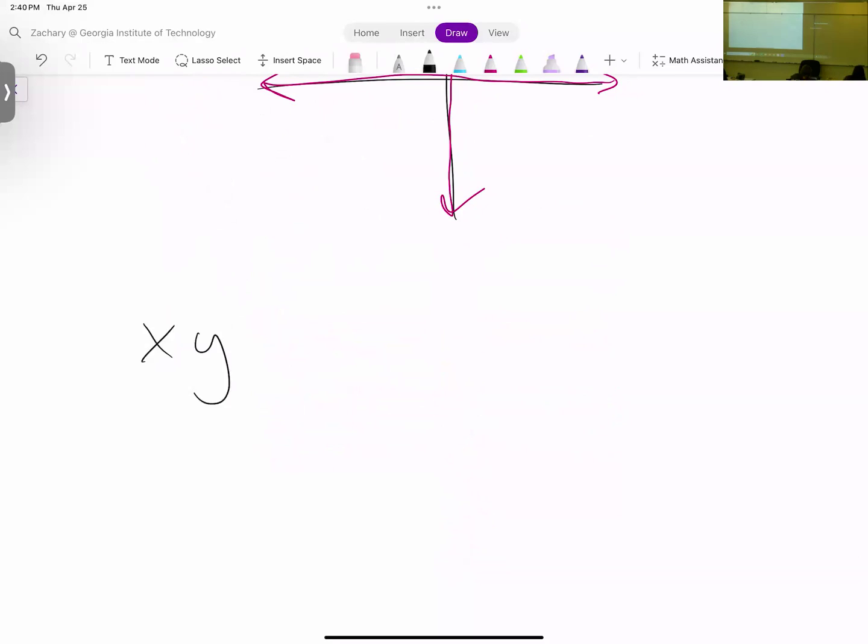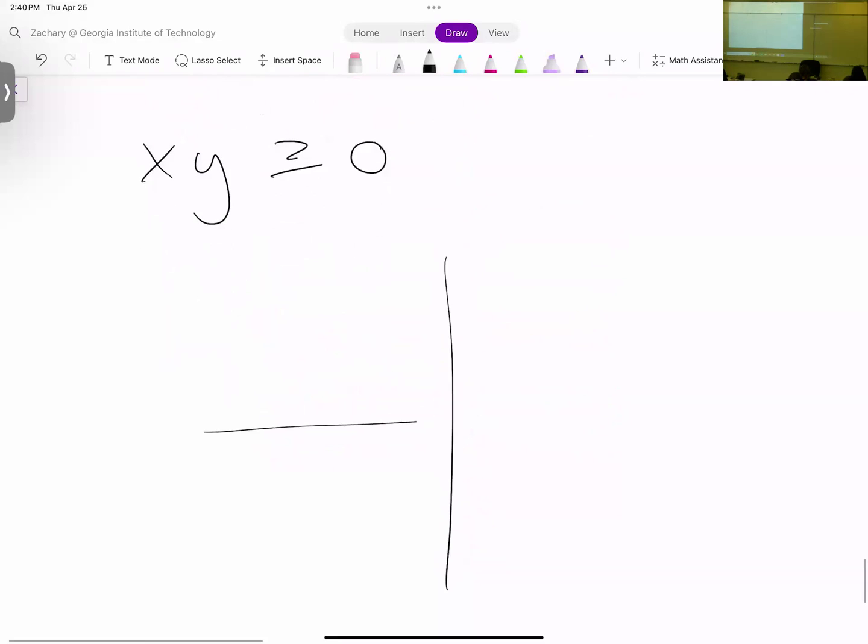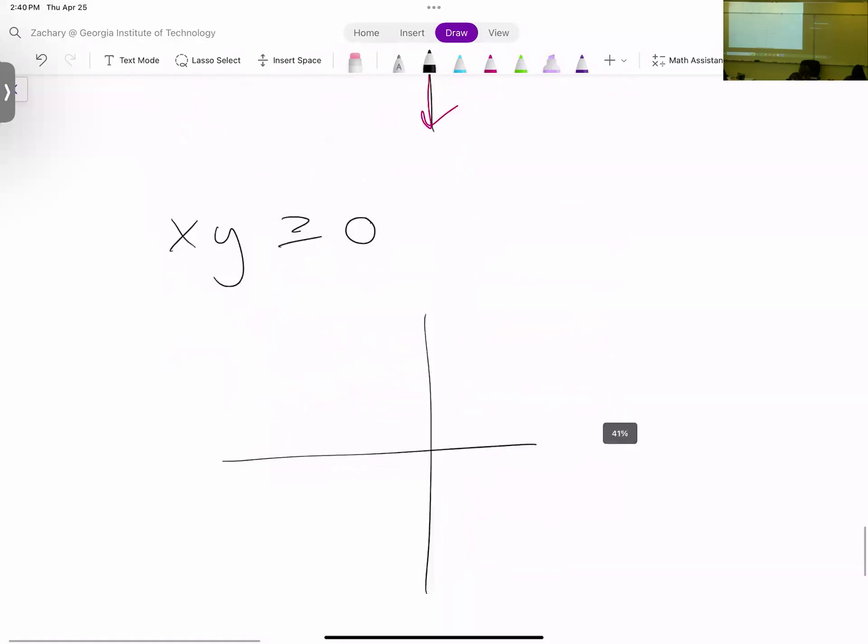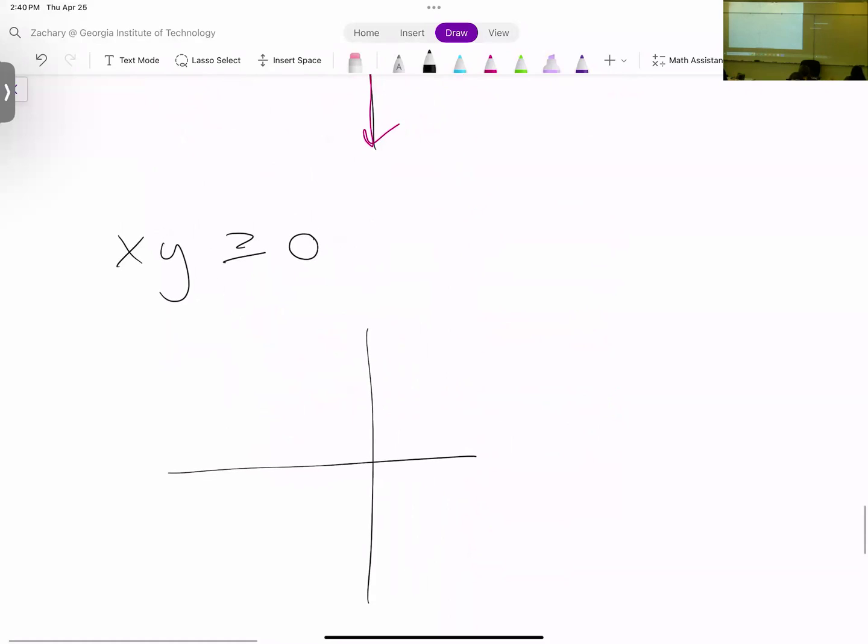x y greater than or equal to 0. What is this equivalent to saying? They're both negative or they're both positive? They have the same sign, right? Which quadrants am I in on a coordinate plane? 1 and 3. Yeah, over here and over here, right? So now I'm going to make that my space.